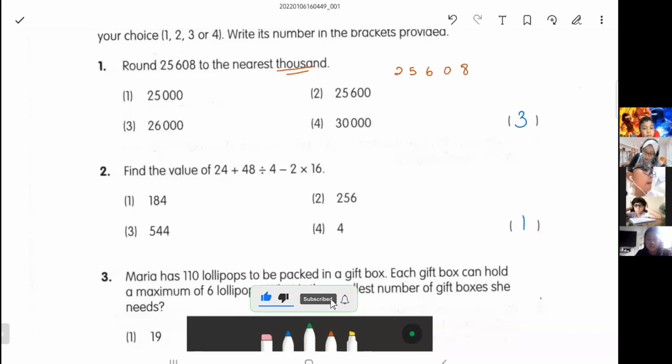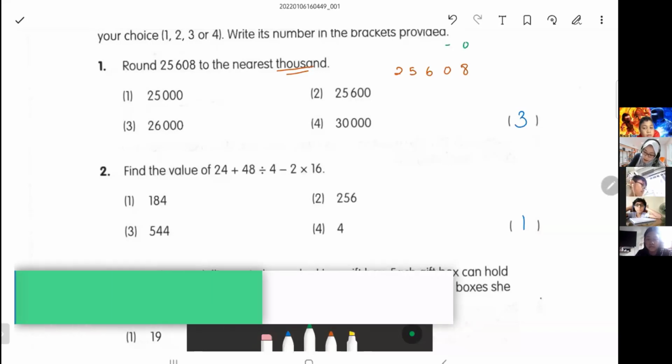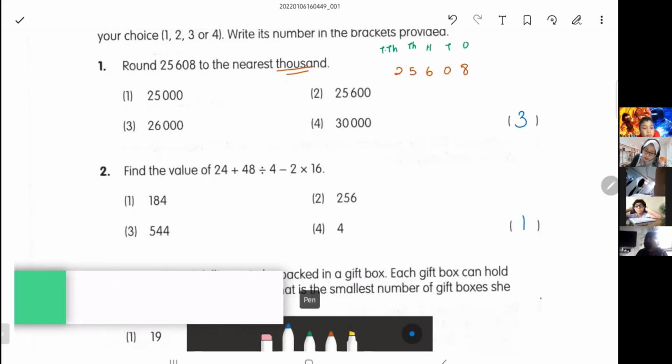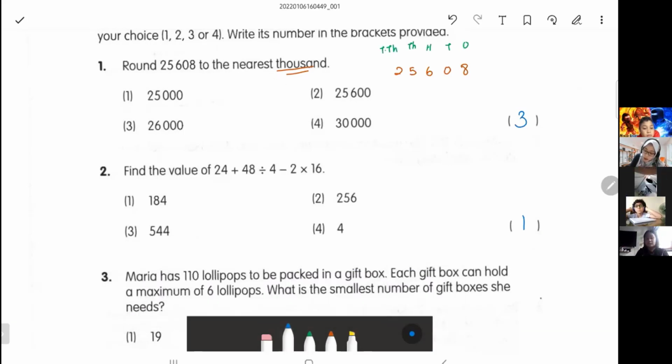Okay, then you label the place value: ones, tens, 100, 1,000, 10,000. Now we look at the thousands place. Nearest thousand, right? So thousands place, which is number 5. Underline the place value that they mentioned. Then you draw an arrow to the right. The number that you point to, if it's 5 or more than 5, the number you underline must plus 1.